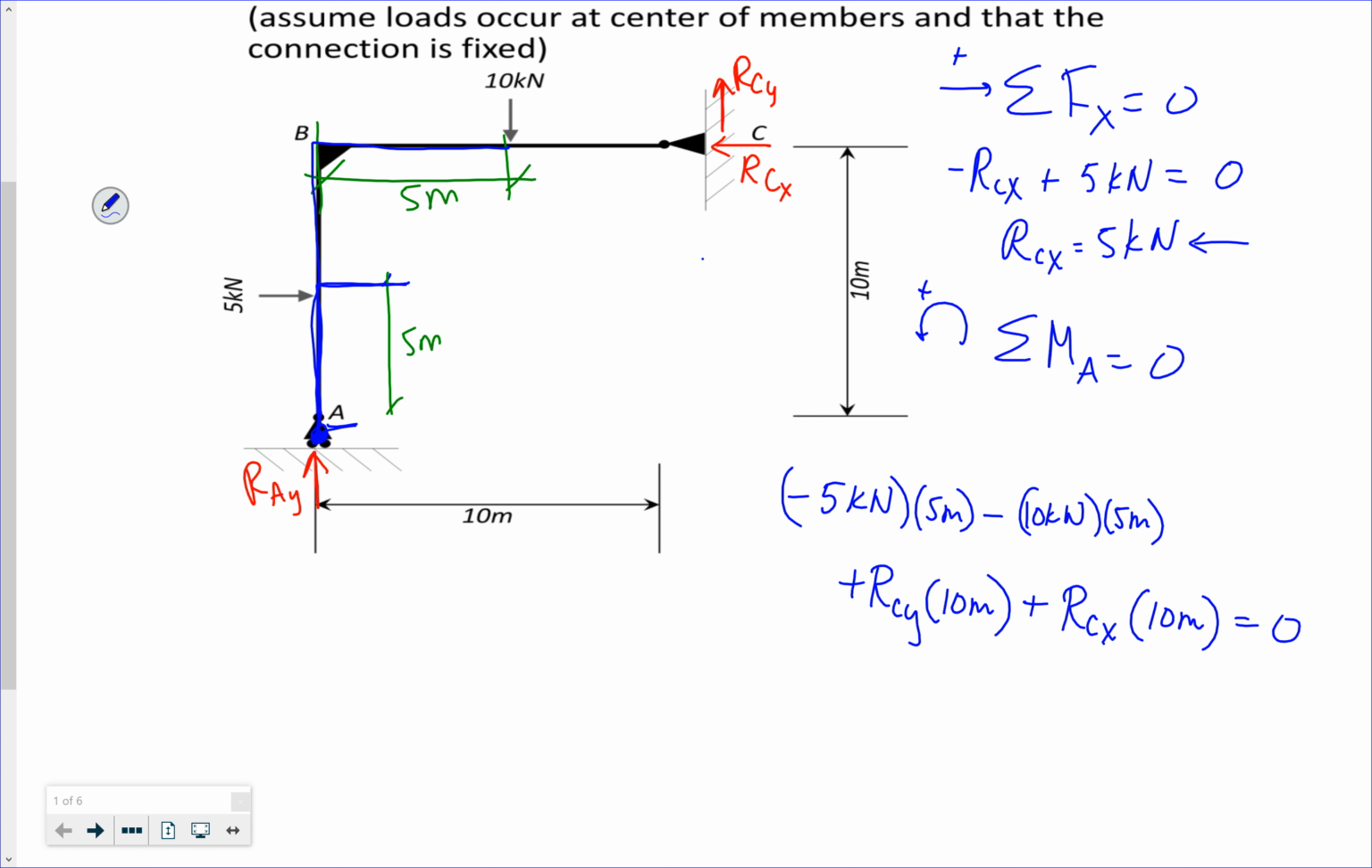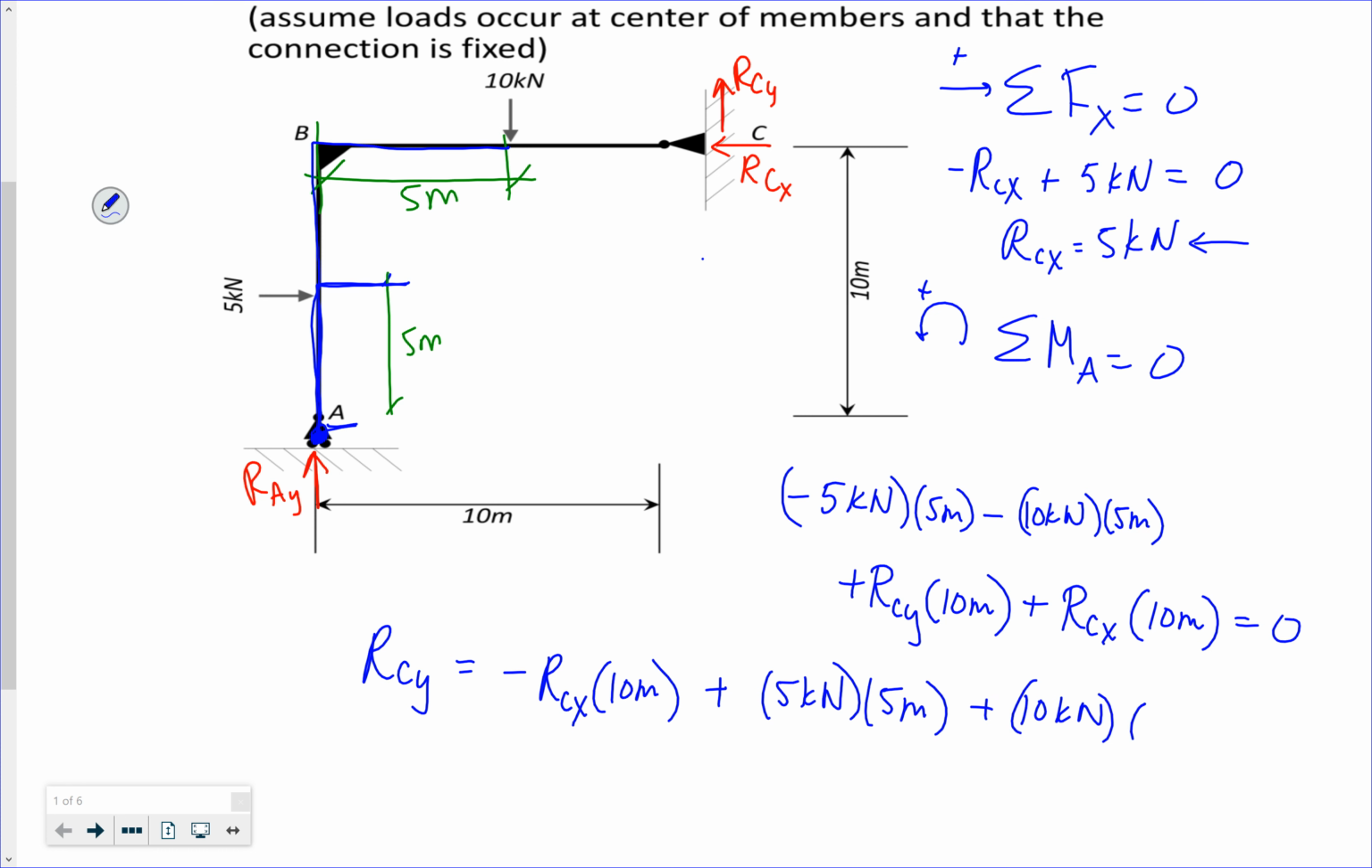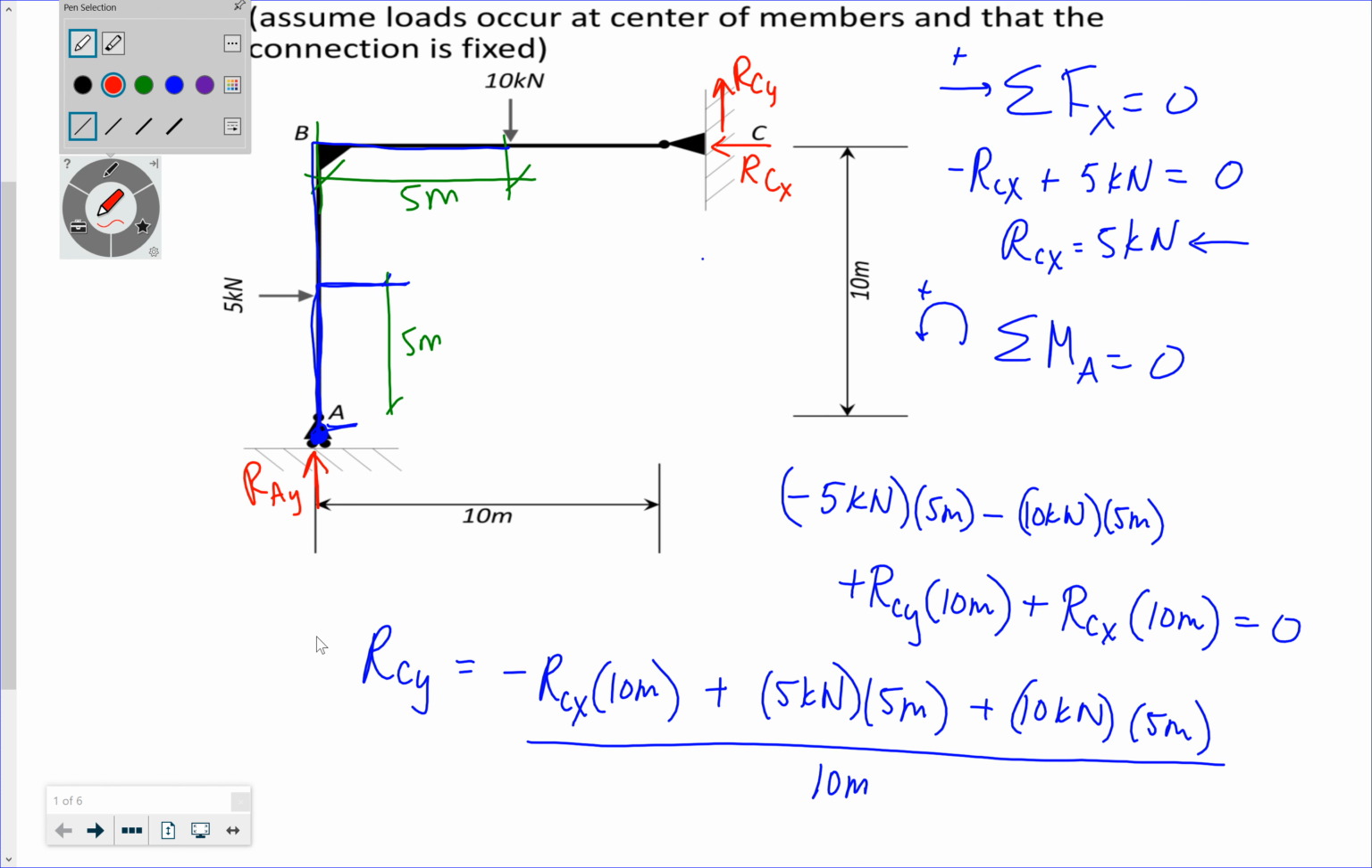If I solve for my RCY, my vertical reaction at C, I get negative RCX times 10 meters plus 5 kilonewtons times 5 meters plus 10 kilonewtons times 5 meters, all over 10 meters. And I know that RCX is 5 kilonewtons, right?